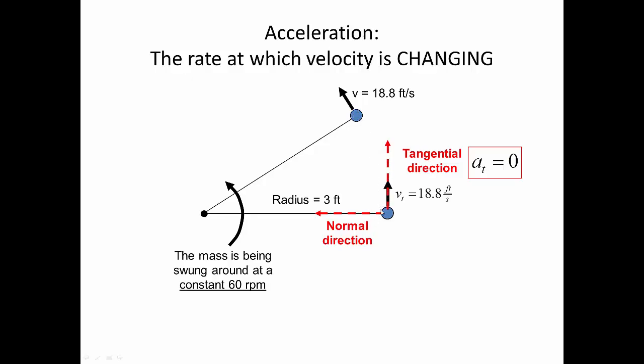If the magnitude of the velocity stays the same, then the change in velocity with respect to time along that path is 0. So our tangential acceleration is also 0. However, in the normal direction, we calculate the acceleration by taking the square of the velocity and dividing it by the radius of curvature. In this case, our normal acceleration is 117.8 feet per second squared.